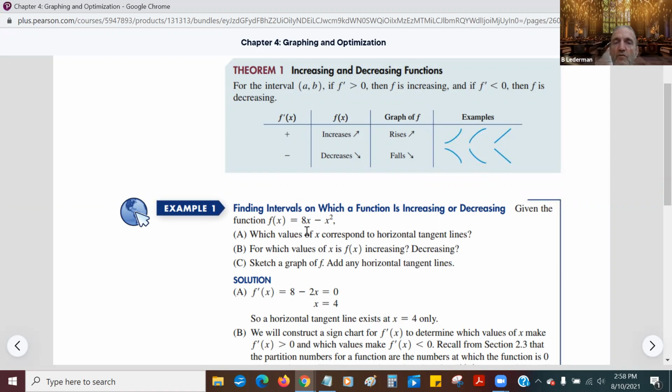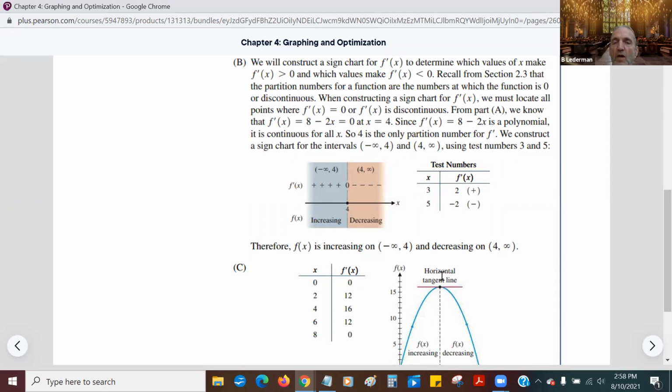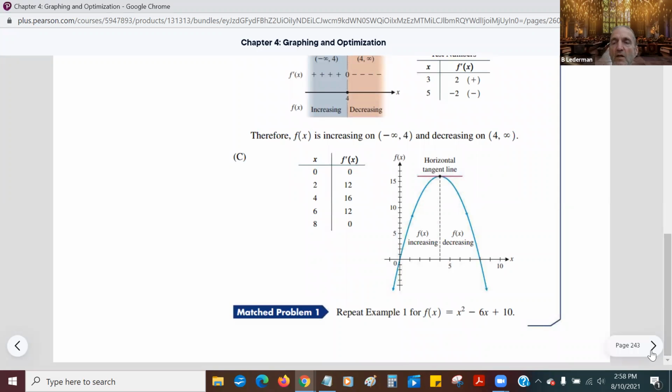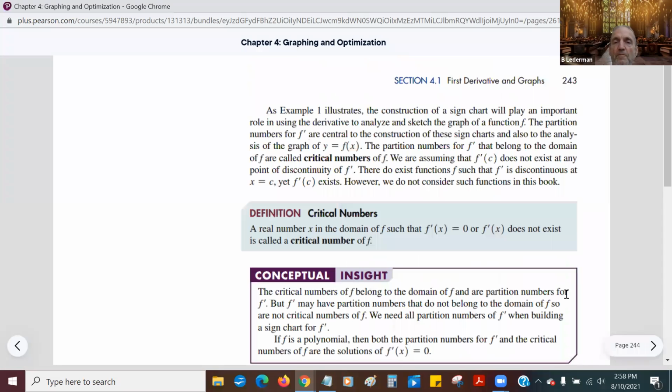If I plug in x equals 4, I get 32 minus 16, which is 16. So that point right there, the top of the hill, is 4 comma 16. And that is the story. Yay. Okay, let's do another one.